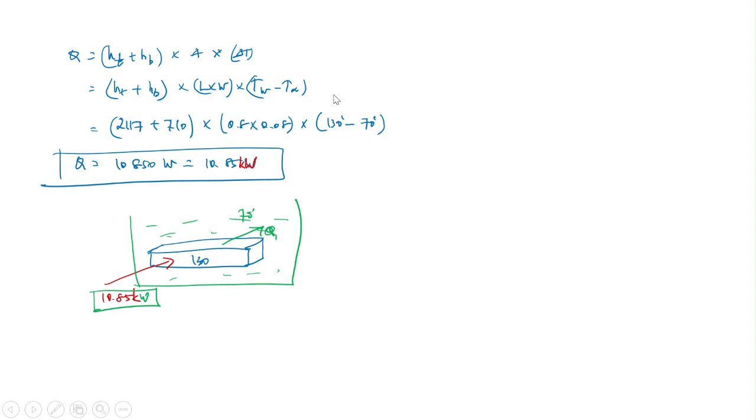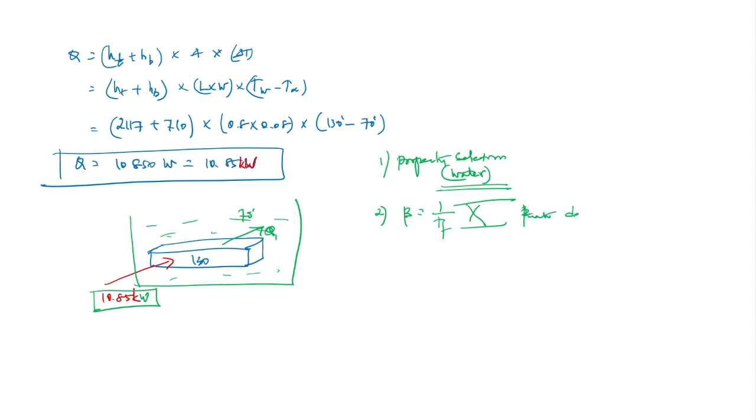So please be careful. You have made two mistakes in the problem. One is the property selection. It is not air, it is water. Please be careful, you select the properties at water. Second is beta. Everybody knows that beta is equal to 1 by T f in Kelvin, but that is not appropriate for the case of water. So for water, beta can be taken from the data book.